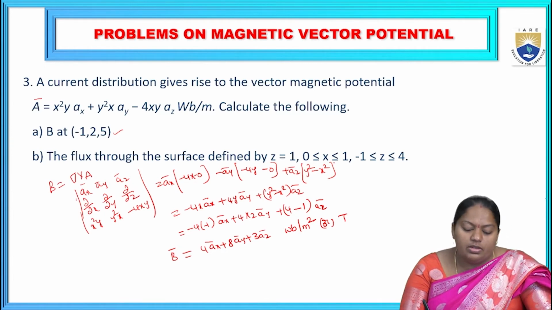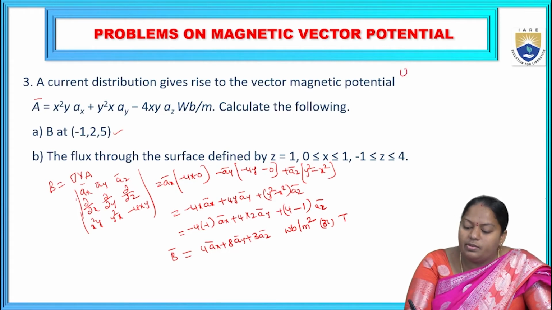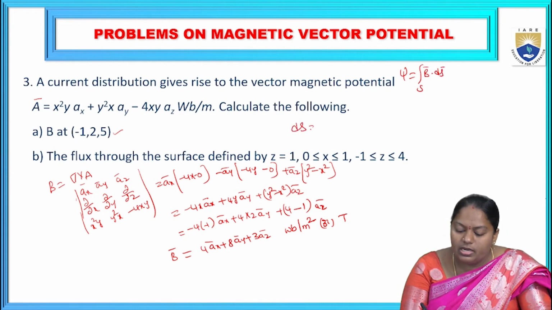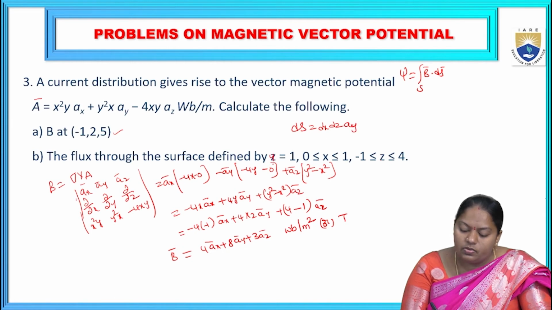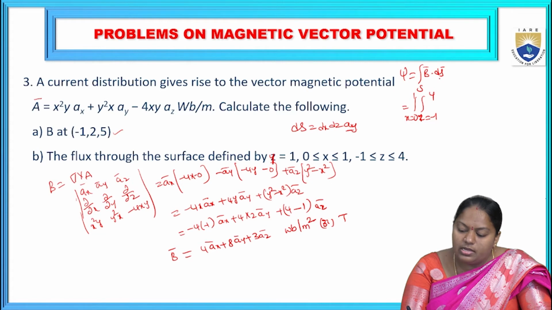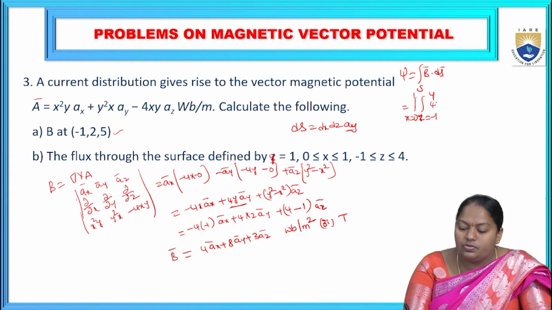See, if your variables are given, in order to find flux through the surface, that formula is given by psi is equal to integral S B dot ds. And the formula for ds is given by ds is equal to dx dz into ay, and this one will be y equal to 1. So dx dz into ay means we are considering this with respect to y component, hence it will be integral, x is equal to 0 to 1, z is equal to -1 to 4. B value to be considered, as ds means here in the direction of y. Hence we are supposed to consider the y direction component, that is 4y ay dot dx dz ay.